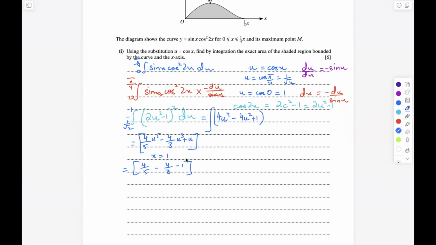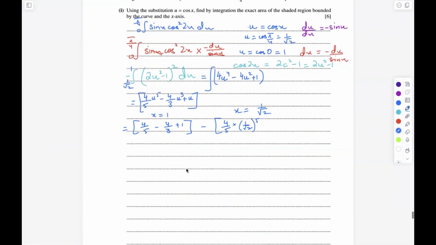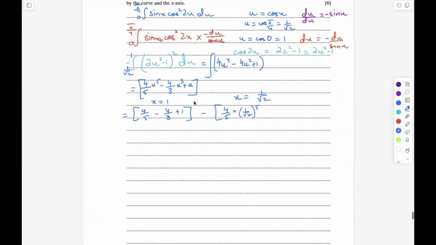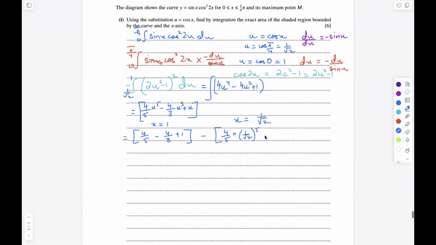Using a squared minus 2ab plus b squared, the last term becomes plus 1. Then we substitute the lower limit, 1 upon root 2. This becomes minus 4 upon 5 times 1 upon root 2 to the power 5, minus 4 upon 3 times 1 upon root 2 to the power 3, plus 1 upon root 2. I have to write this so that all our working fits inside a single page for this answer. So we have 4 upon 5 minus 4 upon 3 plus 1.